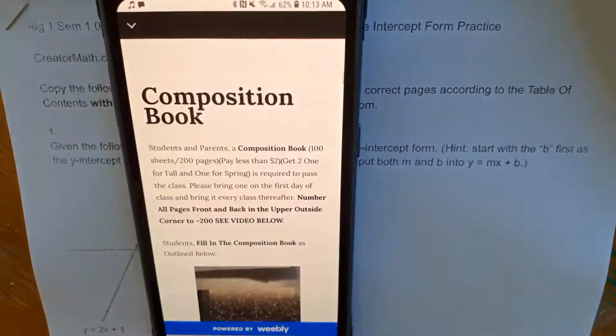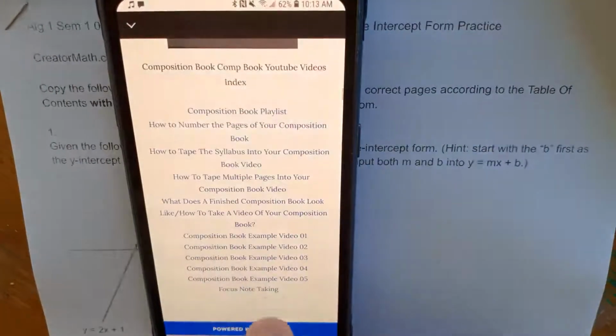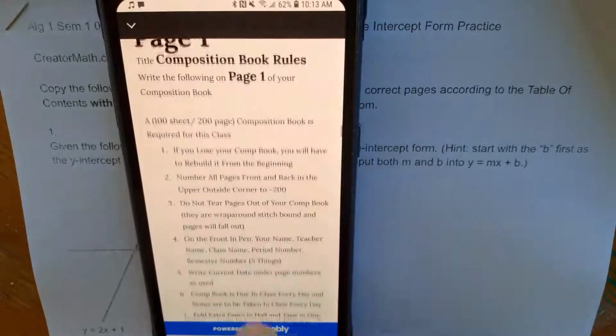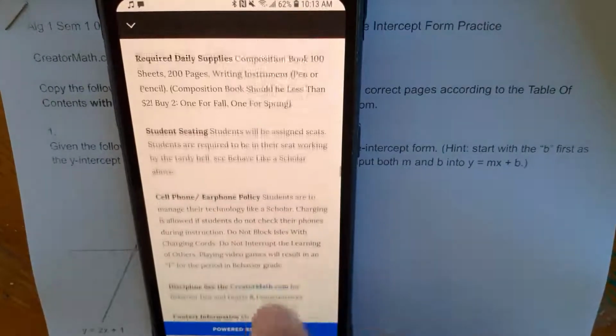Students are always asking, what goes where? How do I figure this out, right? Follow all the directions here. Watch all the videos. Adhere to the due dates. And put everything where it belongs in the comp book. Right, it's a comprehensive guide to tell you how to set up that composition book.